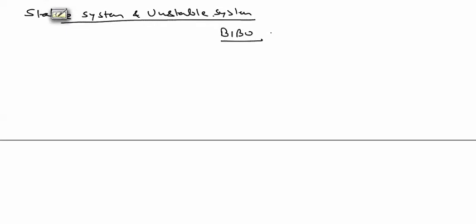Stable and unstable system. We have to check whether a system is stable or not. How can we check? Stability is checked on the criteria of bounded input and bounded output. If for a bounded input the system gives a bounded output, then the system is stable.